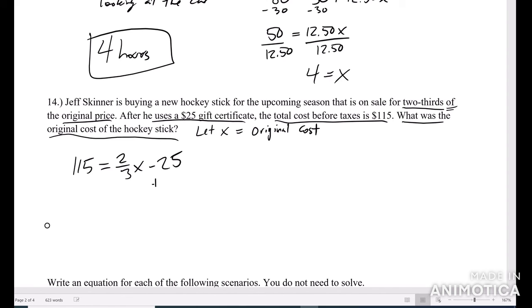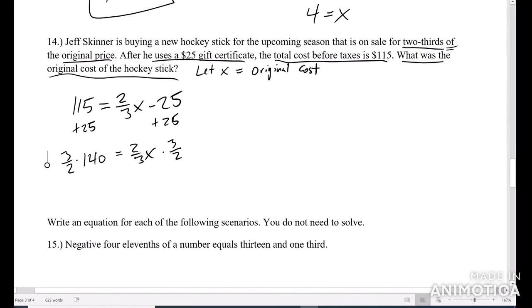So I start off by adding 25 to both sides. That gives me 140 equals 2/3 x. And then to get rid of the 2/3, I multiply by the reciprocal. I multiply by 3/2 on both sides. And 3/2 times 140, or you can think of it as 1.5 times 140, that's going to be 140 plus 70, which is 210. So we get 210 equals x. So the original cost was $210.